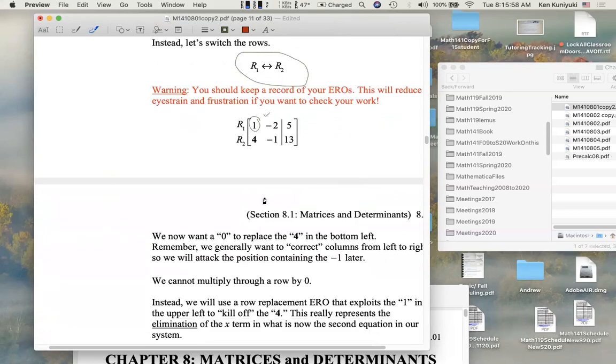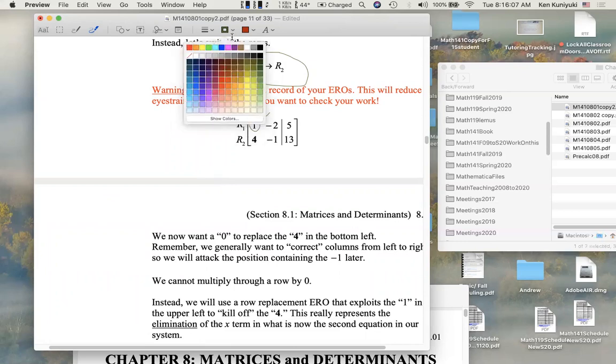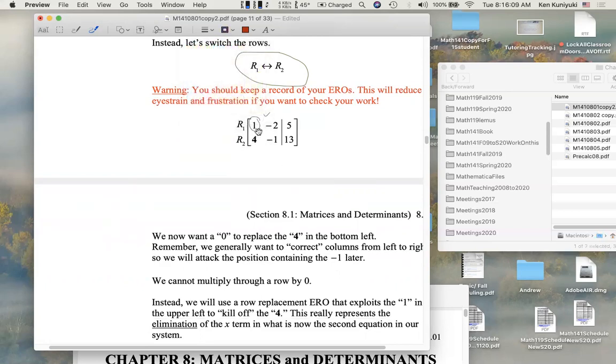All right. So we have a 1 in the upper left. Great. What else do we need? That 4 in boldface, we need that to be a 0. All right. Well, how do we make this into a 0? Switching won't help. You're not allowed to multiply by 0. Remember, don't think about multiplying by 0. You're not allowed to do that.